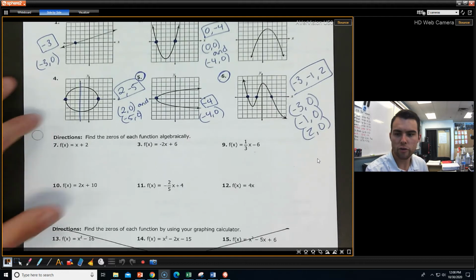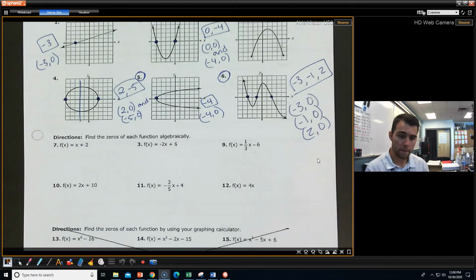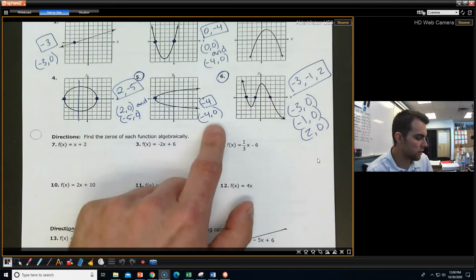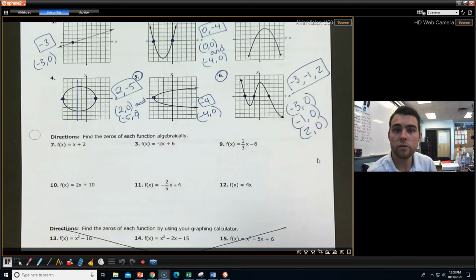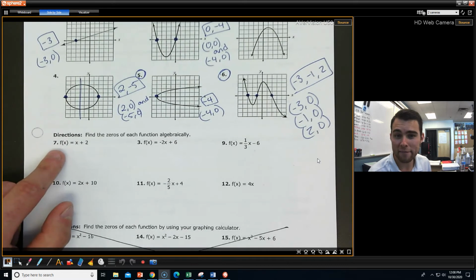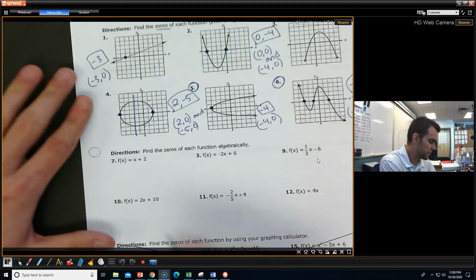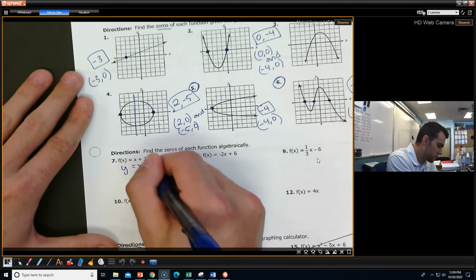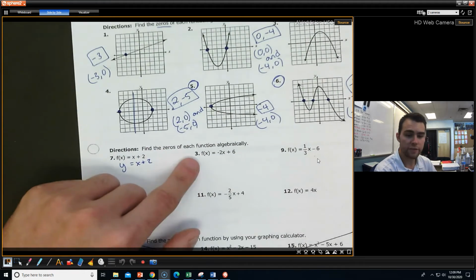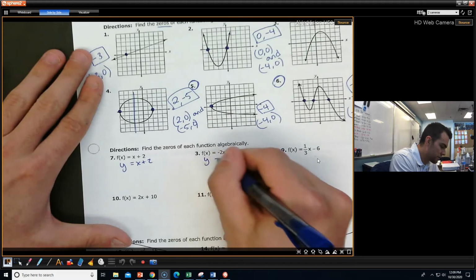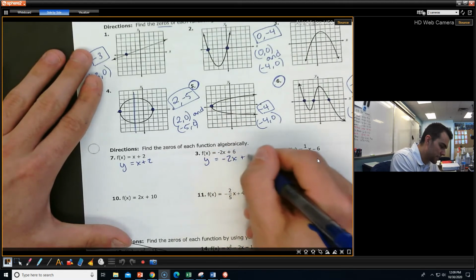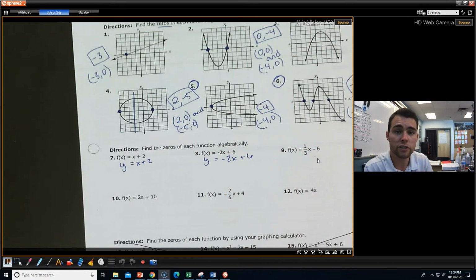All right. Now you can actually do it algebraically too. Remember what I said. Your y-coordinate is always going to be 0. I know we're using f of x though, but remember you could treat this like y equals x plus 2. You can treat this one like y equals -2x plus 6. You are allowed to do that. So we're going to just think in that mindset for right now.